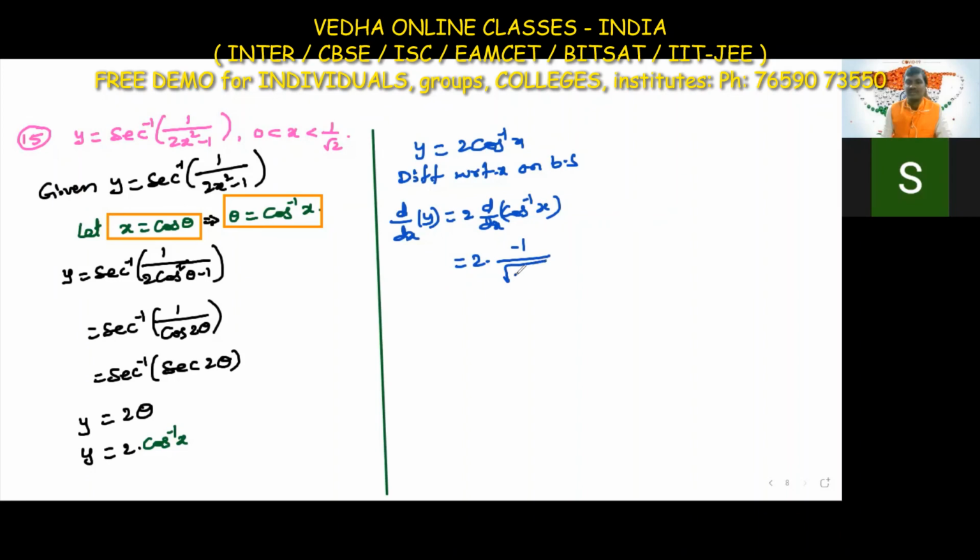Minus 1 by root of 1 minus x square is the d by dx of cos inverse x formula. 2 into minus 1 is minus 2 divided by under root of 1 minus x square. This is the required dy by dx value.